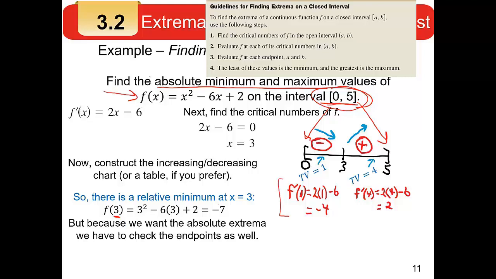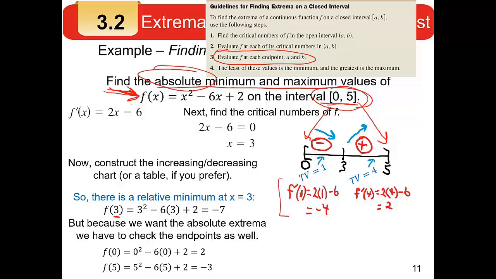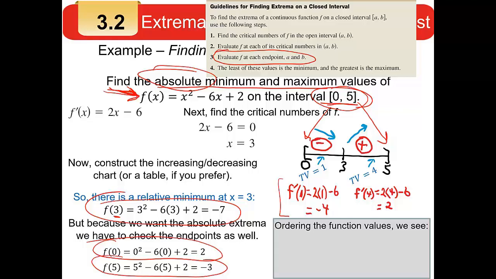But because we're looking for absolute extrema, we have to test endpoints. Remember, we have to throw in endpoints. So one endpoint is 0. Plug 0 back into the function itself, and you get a y value of 2. Then take the other endpoint, 5, you get a value of -3. So what you want to do is take all three of these and put them in order of their y values, smallest to largest. So if you do that, you'll see that at 3, the -7 is the smallest of all the y values.